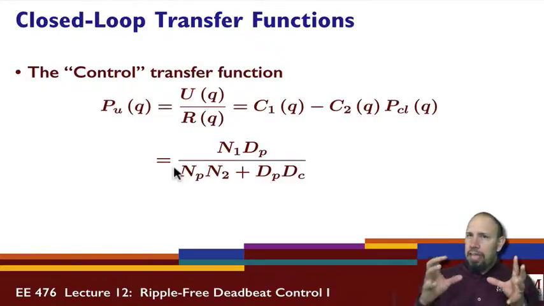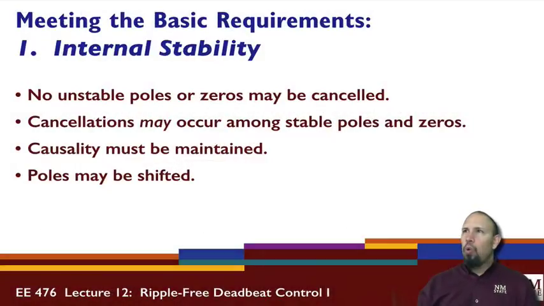I've defined now the basic structure of the problem. And now I want to look at the basic requirements. So the first requirement was, remember, internal stability. So how do we achieve internal stability? Well, here's what is needed in order for the system to be internally stable. First of all, I can have no unstable poles or zeros canceled. Remember I mentioned that you can have pole zero cancellations. Well, you can, and the transfer function looks stable, but internally the system is not stable.